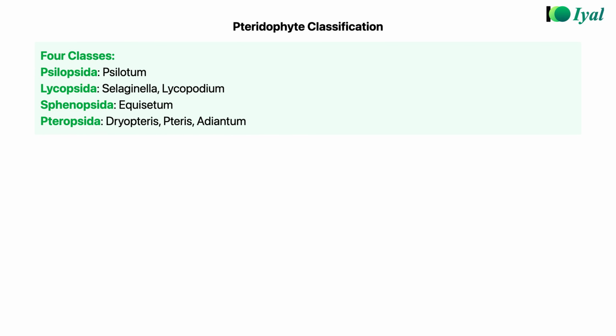Pteridophytes are classified into 4 classes. First, Psilopsida, which includes Psilotum. These are the most primitive. Second, Lycopsida, which includes Selaginella and Lycopodium. These are the club mosses. Third, Sphenopsida, represented by Equisetum. These are the horsetails. And fourth, Pteropsida, which includes the true ferns like Dryopteris, Pteris, and Adiantum. These are the most diverse and familiar pteridophytes.